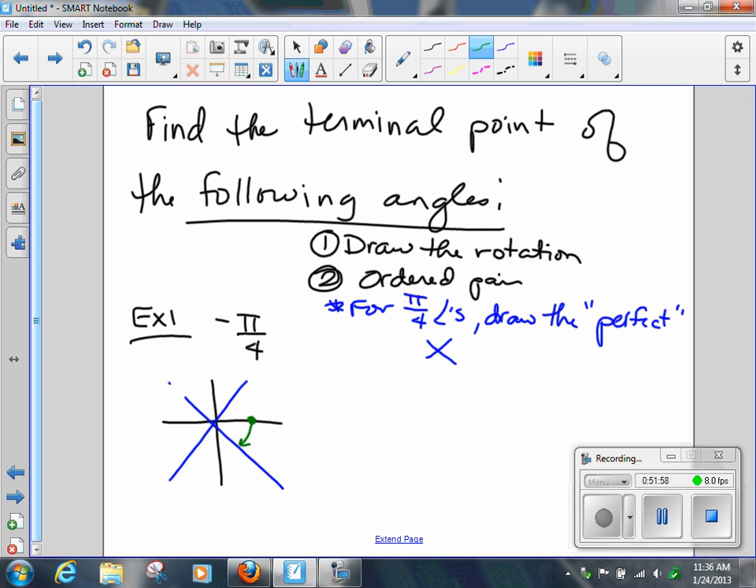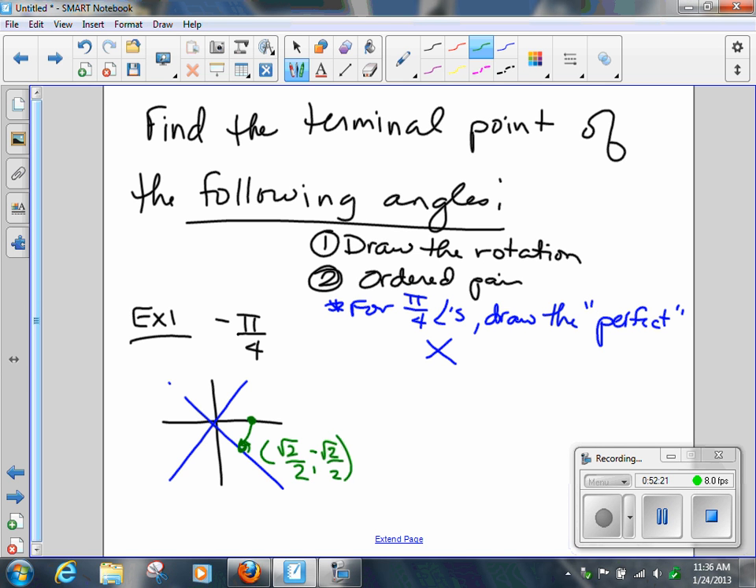What's that ordered pair? Root 2 over 2 and negative. There we go. Facile or difficile? That's pretty facile. That's not difficult. Don't think that it is, because it isn't.